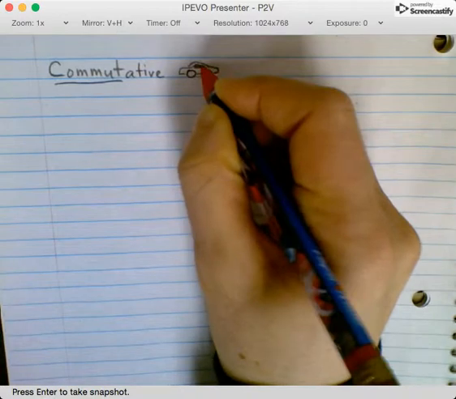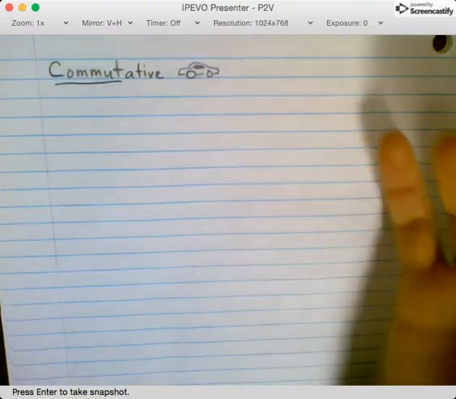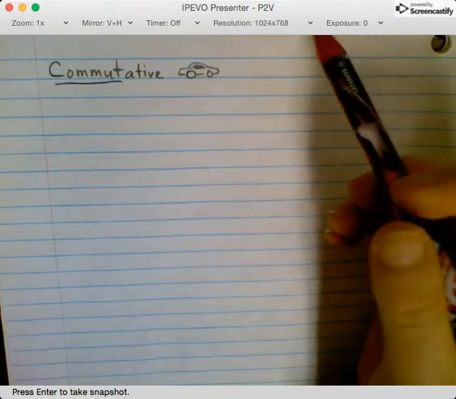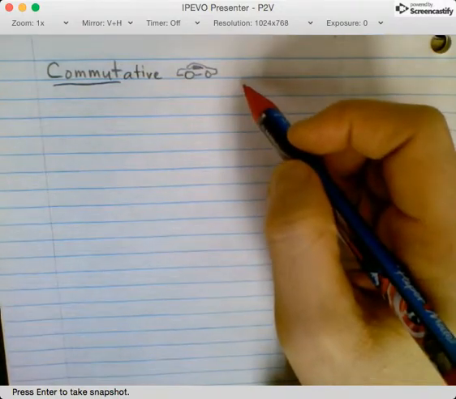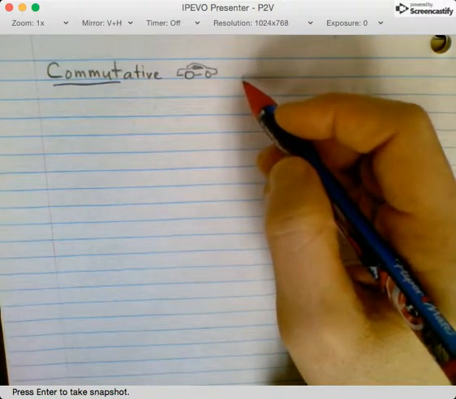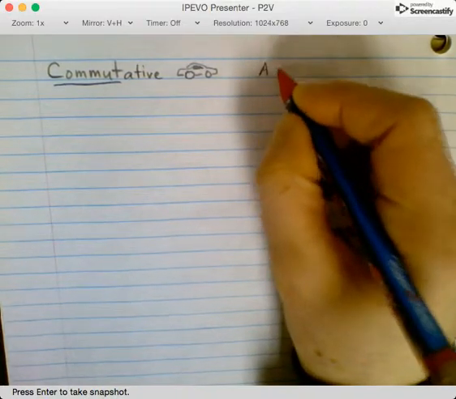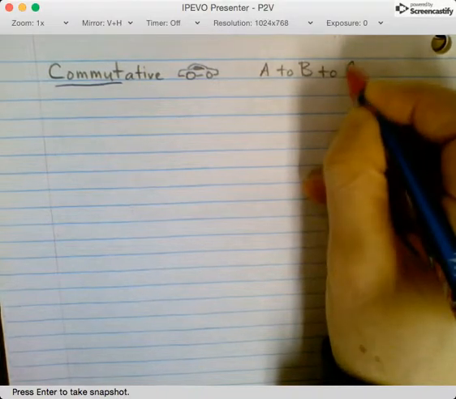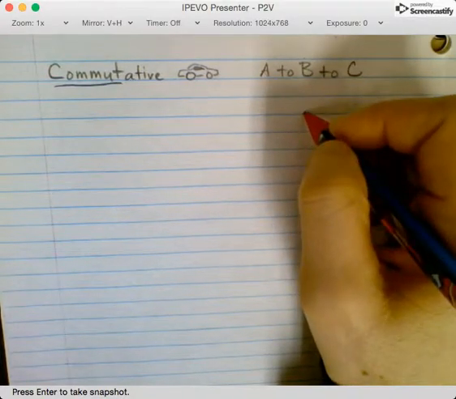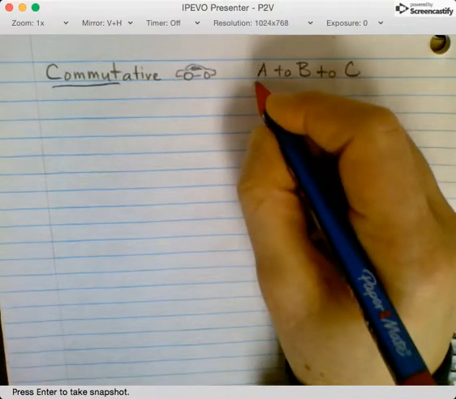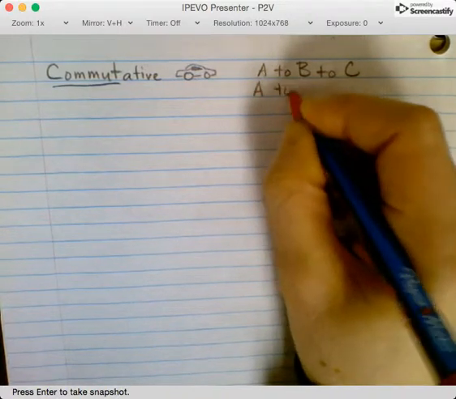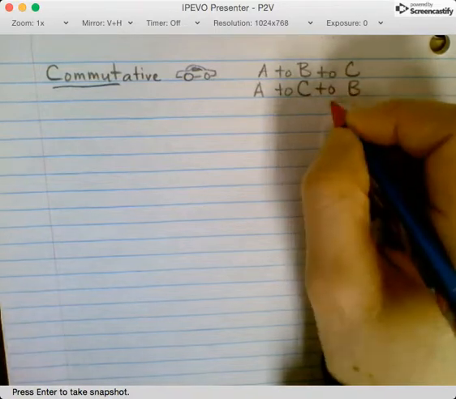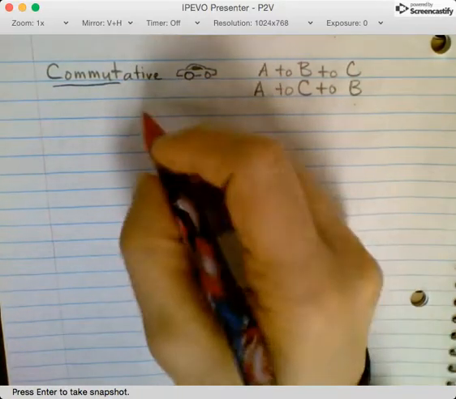and when you commute, you might go from one town, like town A, to town B, to town C, in that order, or you may go from town A to town C to town B. So you may go in a different order.